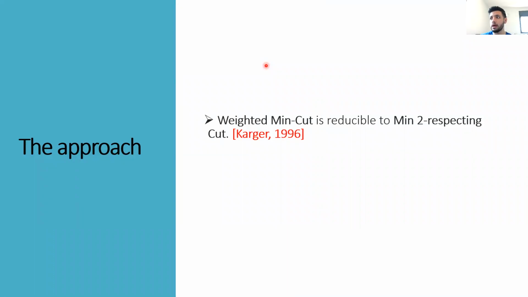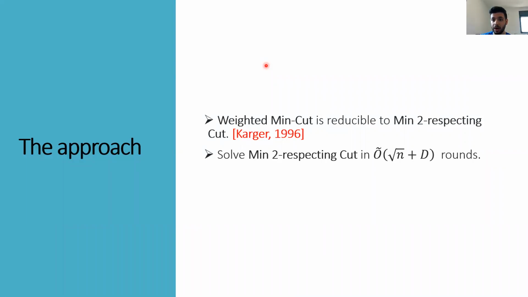The high-level approach that we employ is, well, we start with reducing the weighted min-cut problem to the min-2-respecting cut problem, a reduction that was proved by Karger in 1996. And then the crux of our result is an algorithm solving the min-2-respecting cut problem in O tilde of square root of n plus D rounds.